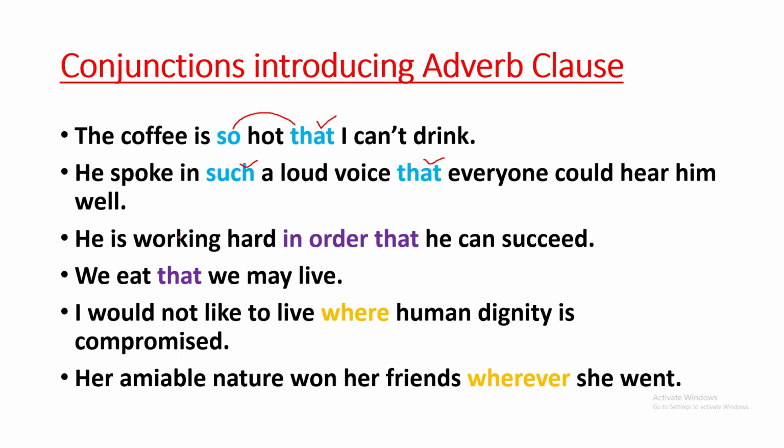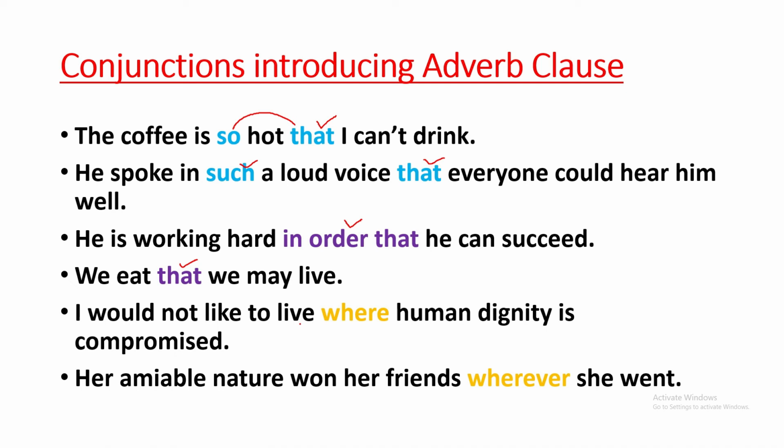He is working hard in order that he can succeed. He is working hard. Okay, what is the purpose of working hard? In order that he can succeed. Okay, in order that is the subordinating conjunction introducing an adverb clause of purpose. We eat that we may live. What is the purpose of eating? That we may live. So that is the subordinating conjunction introducing an adverb clause of purpose.